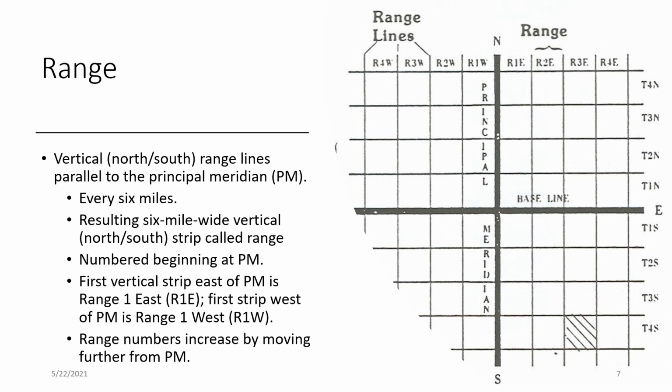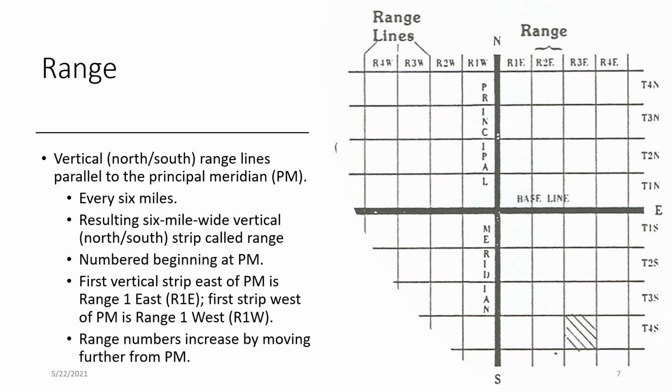Range lines. So every 6 miles from the principal meridian going outward is what is called a range line. There are 6 miles between each one of them. They result in a 6-mile vertical north and south strip called a range. They're numbered beginning at the principal meridian and going outward, 1, 2, 3, 4 accordingly. And if it's going west of the principal meridian, it's west. Goes east of the principal meridian, it's east.